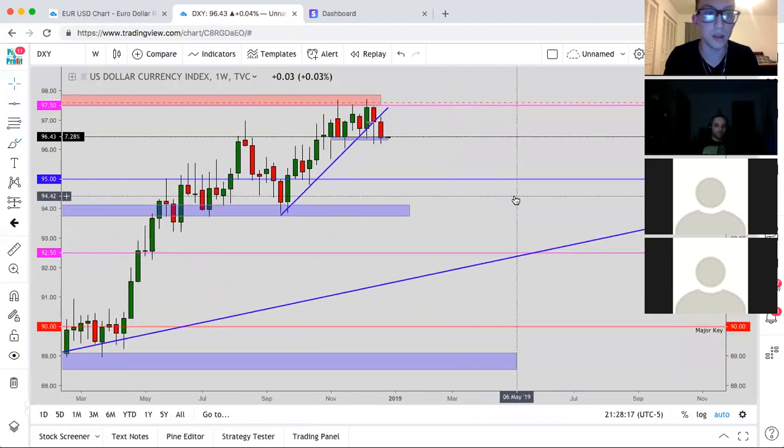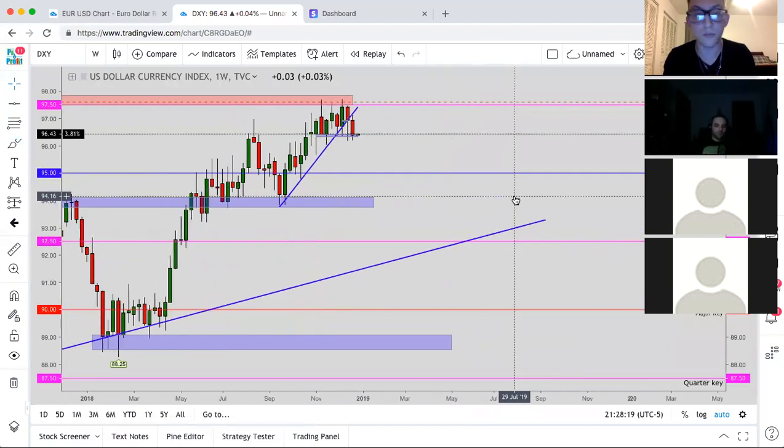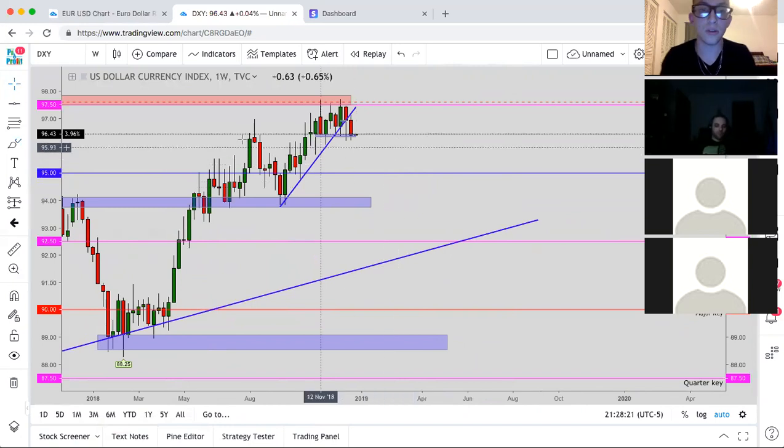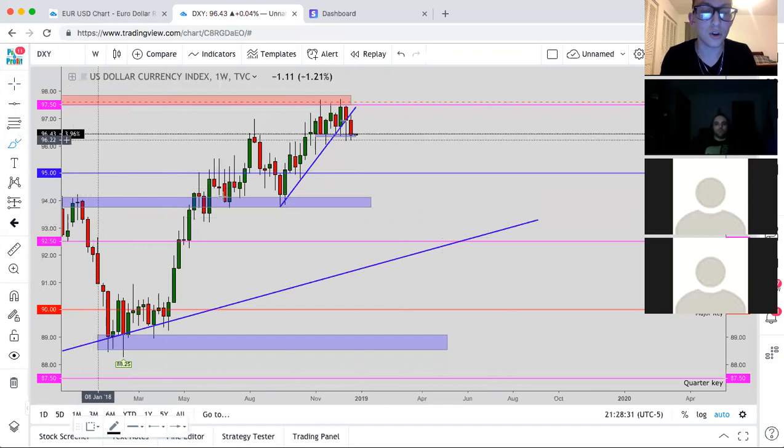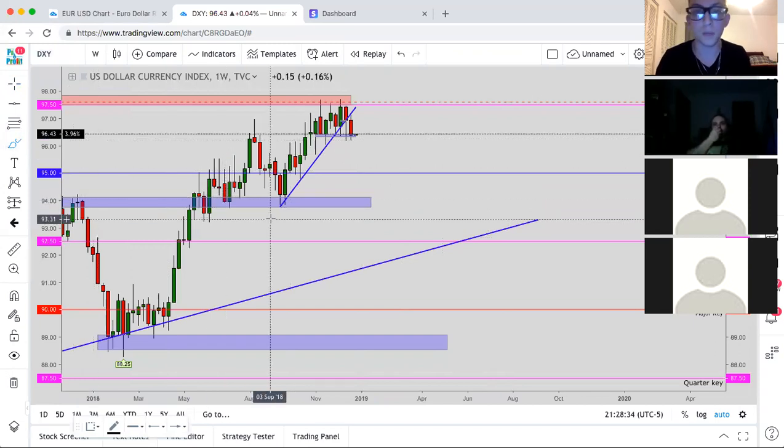So what does that mean? The dollar index is basically the value of the US dollar. So if we're looking at the dollar index, how does it affect currency pairs? Well, if the dollar is dropping in value, that means we're looking for pairs that start with USD to be going down. So USD JPY, USD CAD.